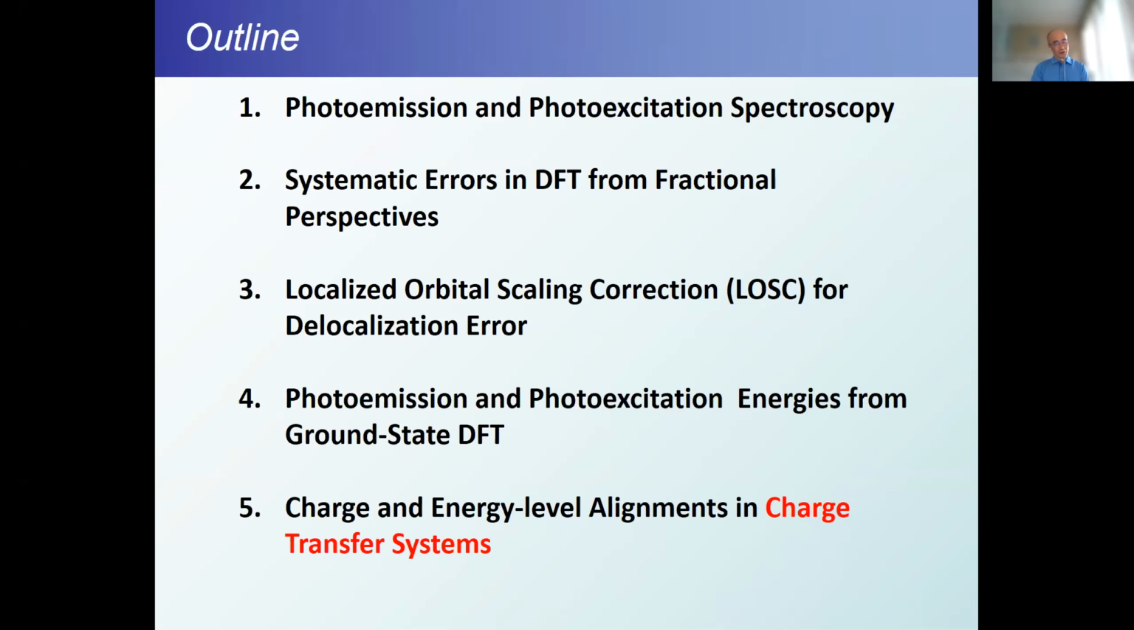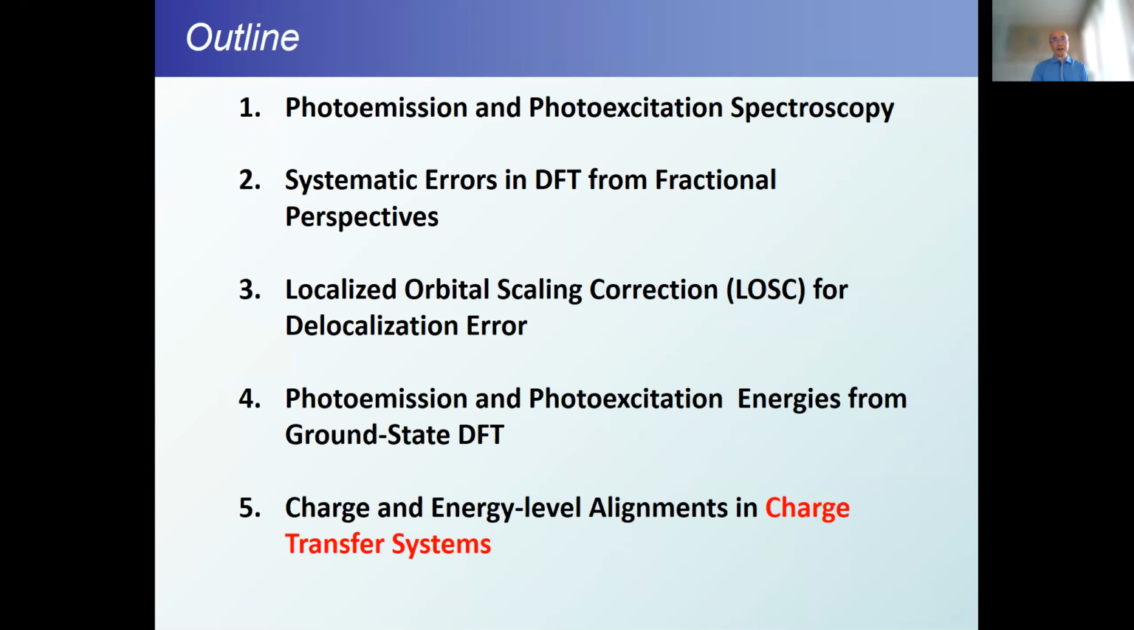So what I want to talk to you about today is not so much the process, but the underlying electronic structure theory for describing charge transfer or interface processes. For that, we focus on two spectroscopies, photoemission and photoexcitation spectroscopy. These are the properties that you would always measure first on a system, and how theory predicts these properties.